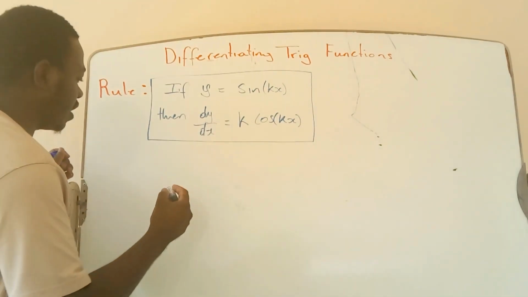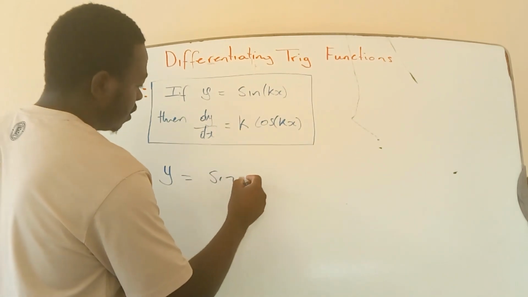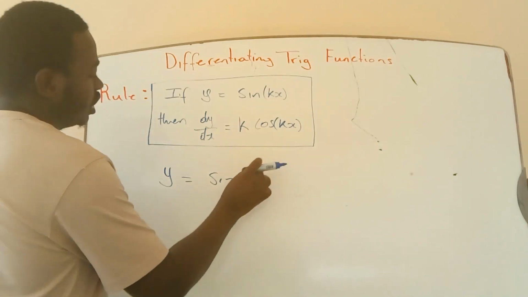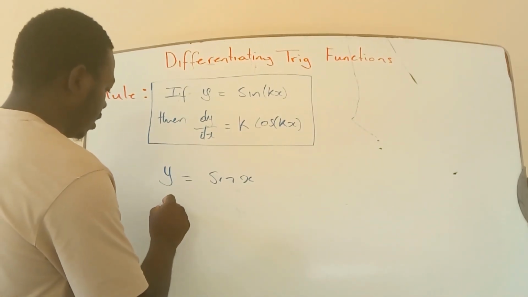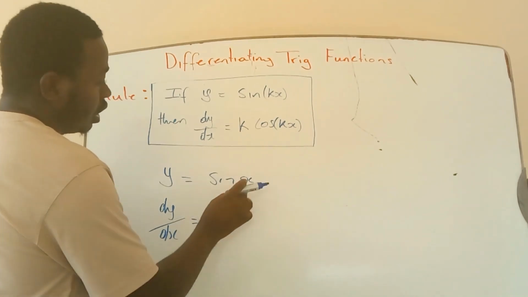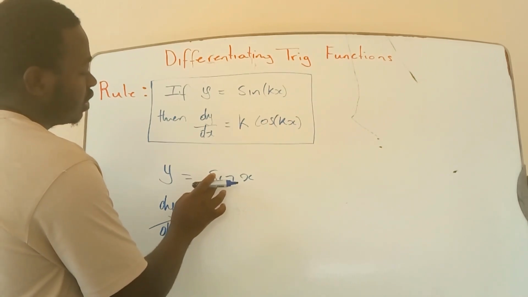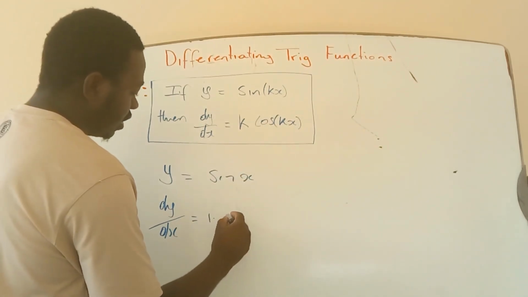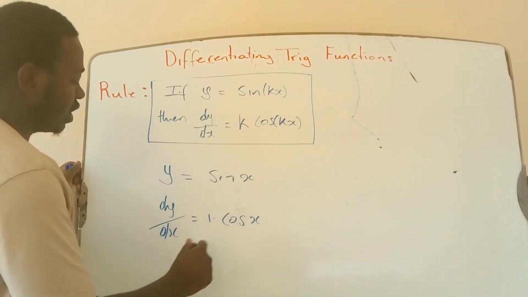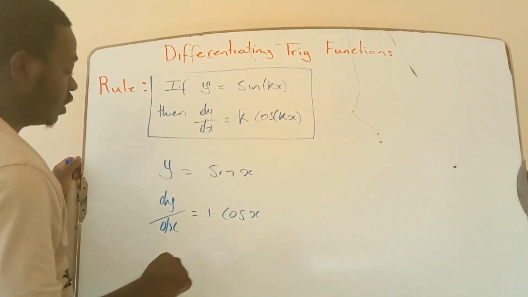So let's look at an example. Let's say you have y is equal to sine x, right? And you want to differentiate this. Then dy by dx is equal to, differentiate x, that's just 1. Differentiate sine x, that's just cos x. So it's just 1 times cos x, which is just the same thing as just cos x, right? Now, let's look at another one.